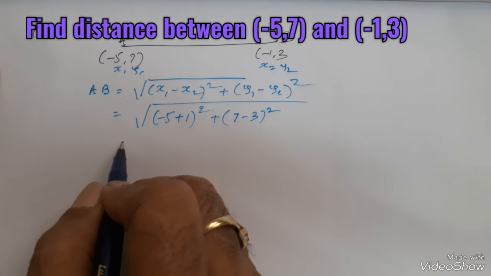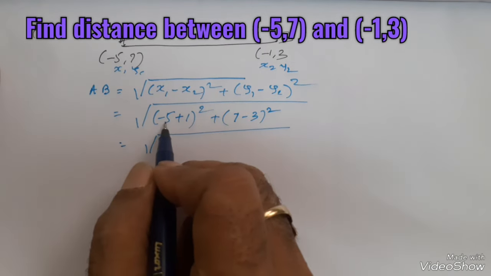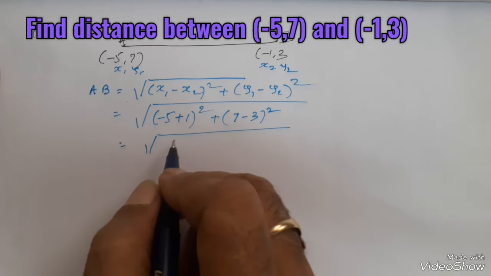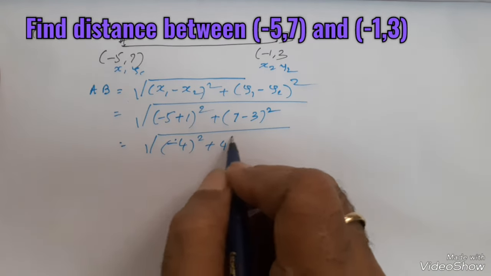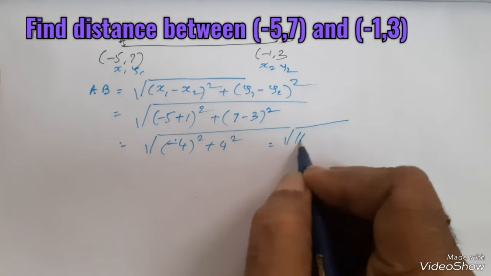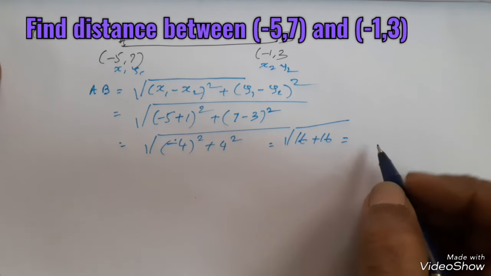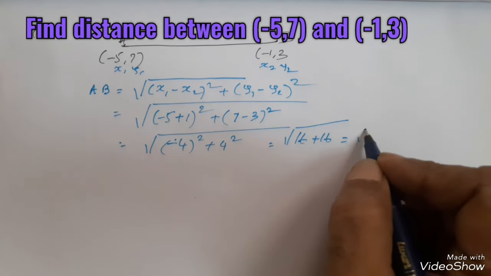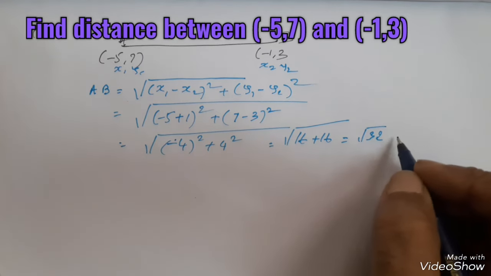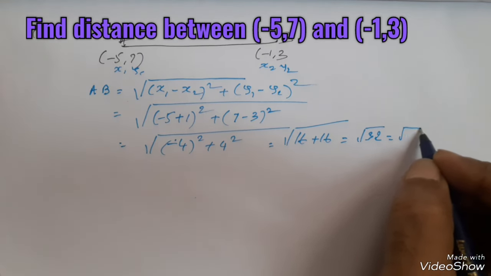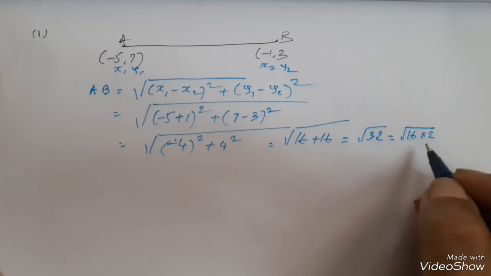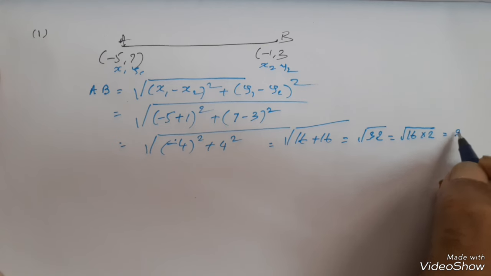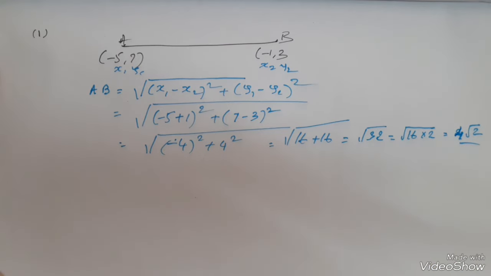Then we get square root of minus 5 plus 1 whole square, that is minus 4 whole square, plus 7 minus 3, 4 square. So we get 16 plus 16, which is 32, square root 32. Or we can also write root 32 as 16 into 2. 16 is a perfect square, so the square root of 16 is 4. So we can write 4 root 2. Understand?